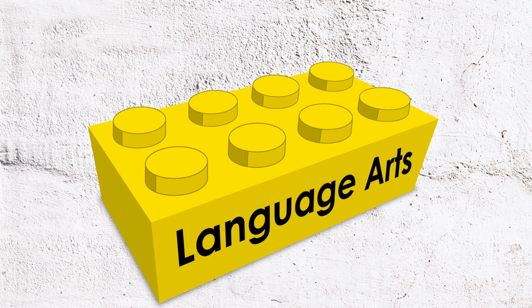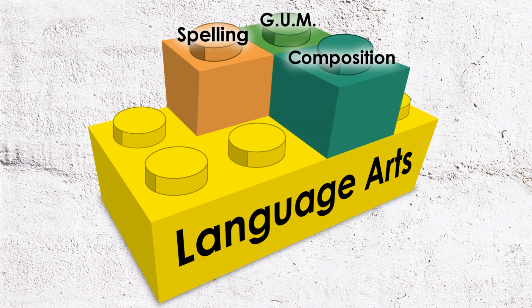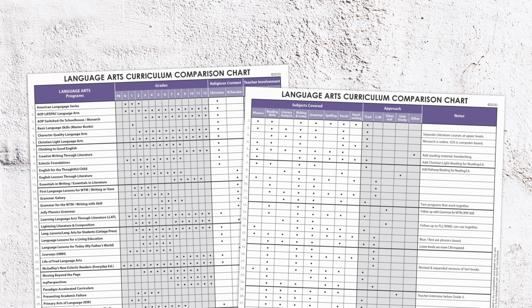You'll want to look for each of these 8 as you examine your curricula. A curriculum might just handle one of these, like spelling, or they might have a couple put together, like GUM and composition, or they might combine reading instruction and literary analysis. For some help, take a look at our language arts comparison charts, and these will identify which of the 8 subjects are covered and which ones aren't.